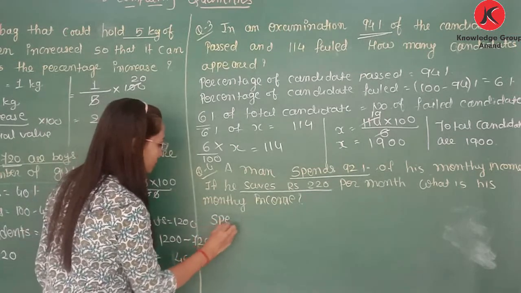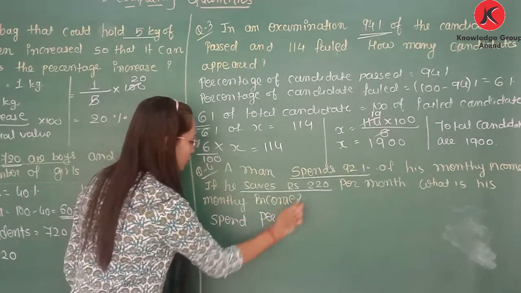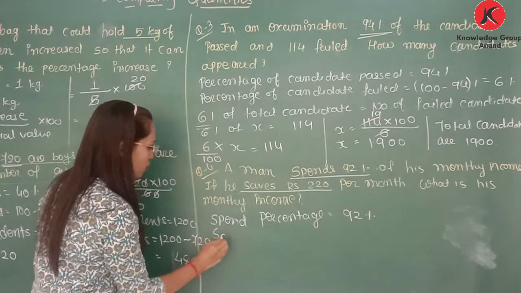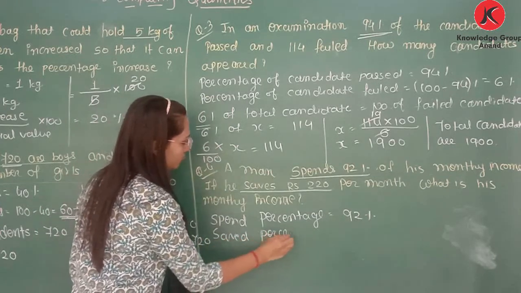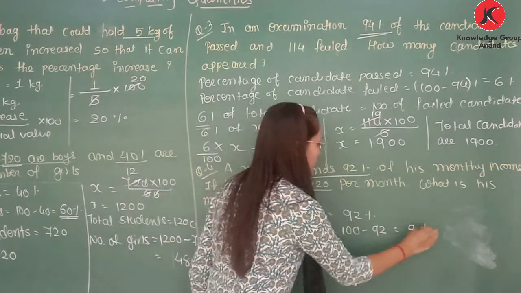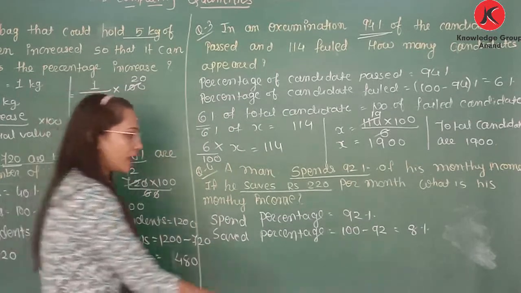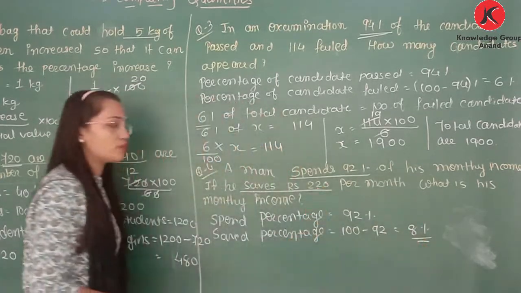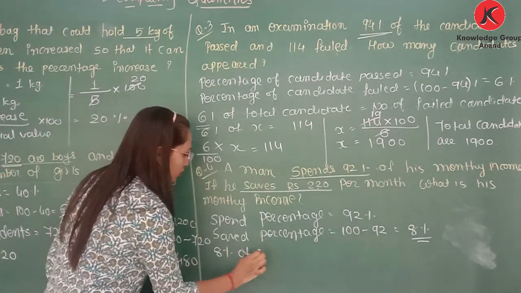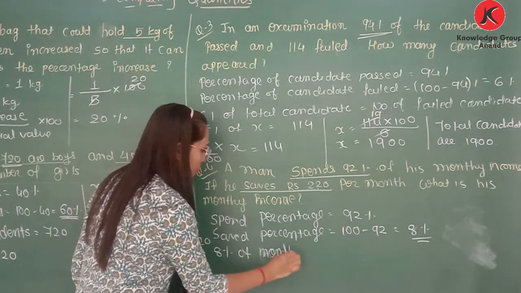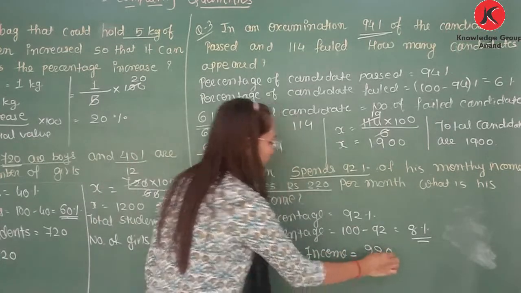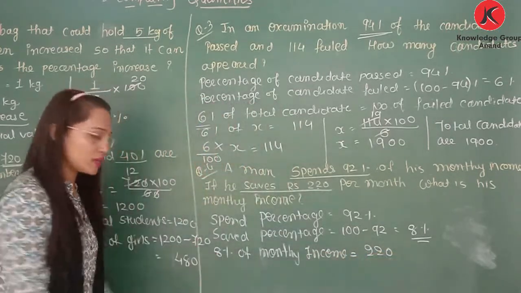So the spent percentage is 92%. So the saved percentage is 100 minus 92, that is 8%. Now we have the saved percentage and saved money, so we can find the total money. So 8% of monthly income, that is the saved percentage, is equal to saved money, that is 220. We don't know the monthly income, so we can assume it as x.